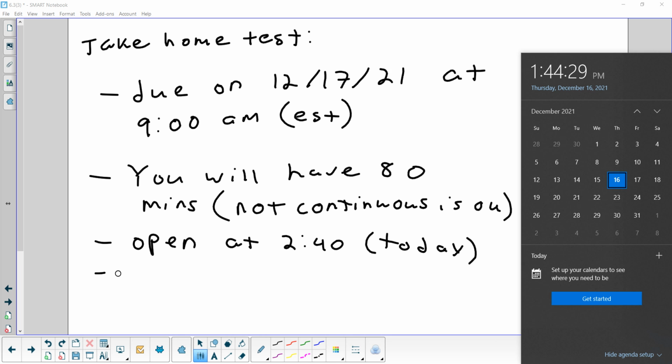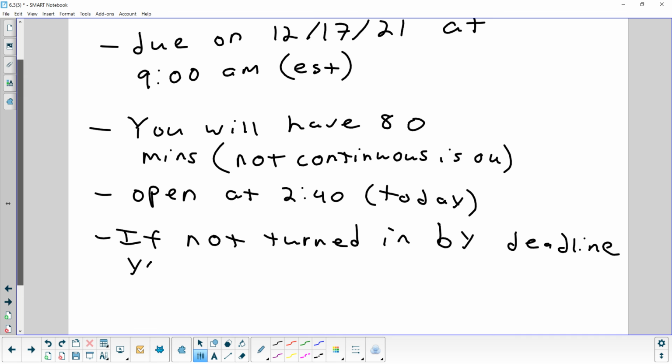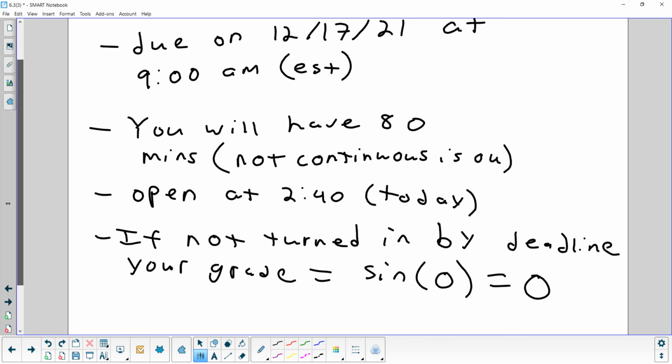We know when it's going to close. If it's not turned in by the deadline, your grade will equal the sine of 0, which equals 0. Unless you are absent, then you can arrange a different time to take it, or unless you tell me right now that you don't plan on taking it tonight.